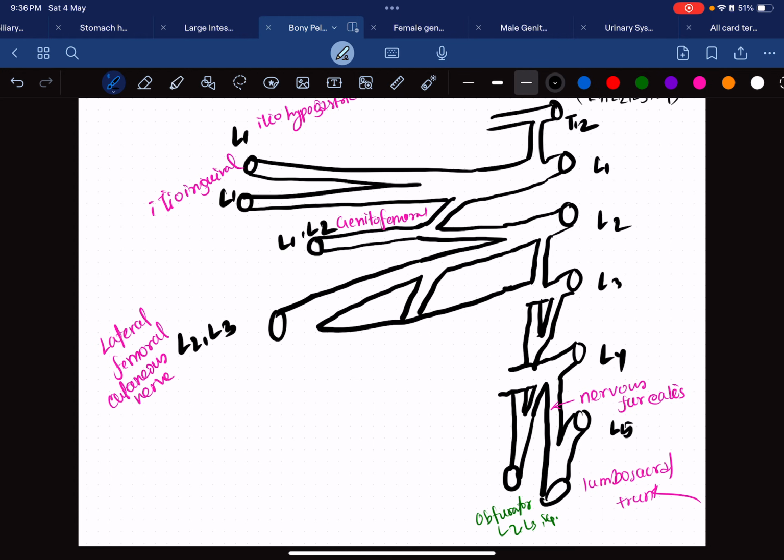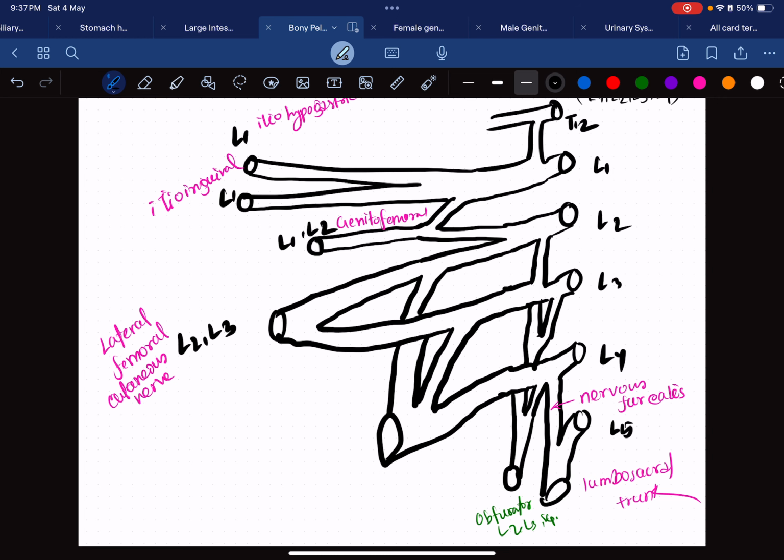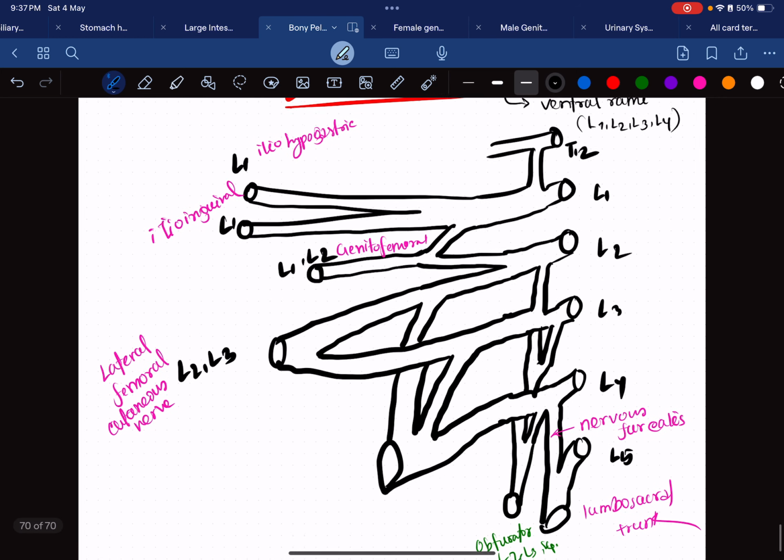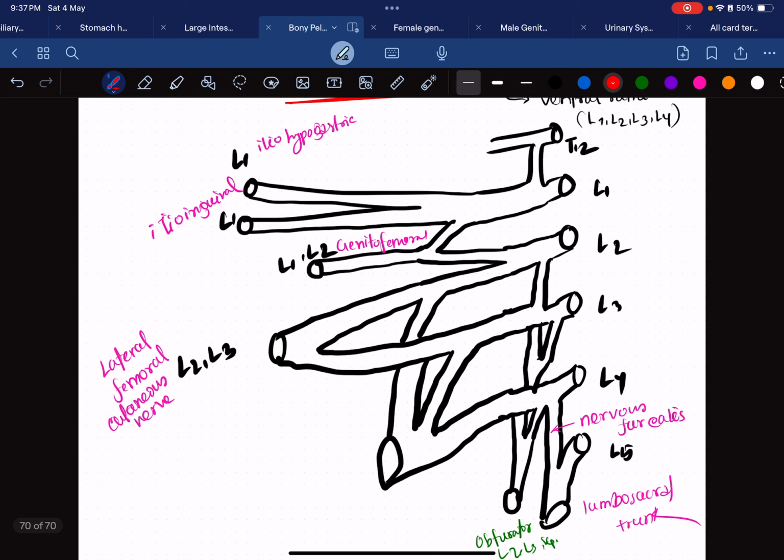Now moving on, since it received a twig from lumbar 3, here we go, we have the femoral nerve forming. Here we go. This is the lumbar plexus. Now let's recheck if it's correct. If this has 3, 3, 2, 3, then we're okay.